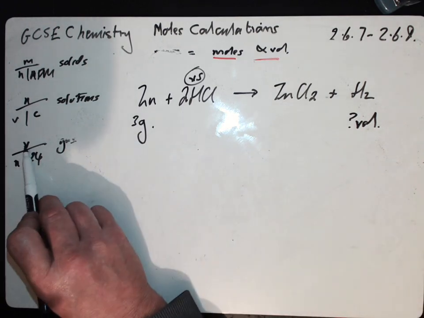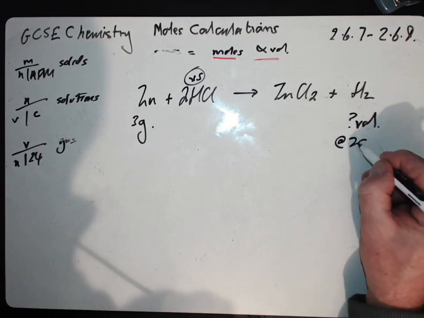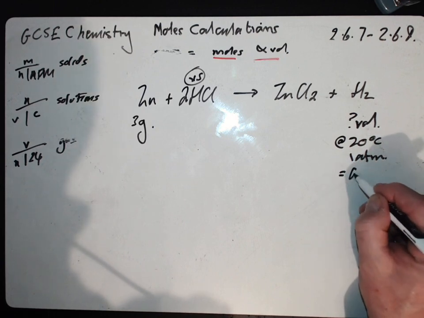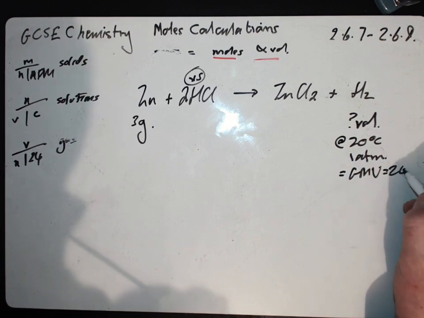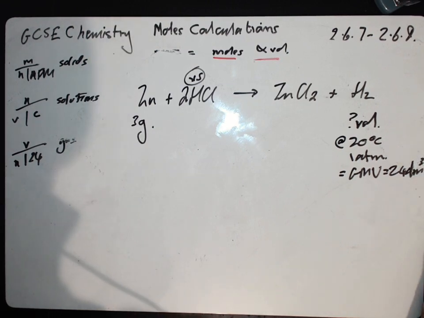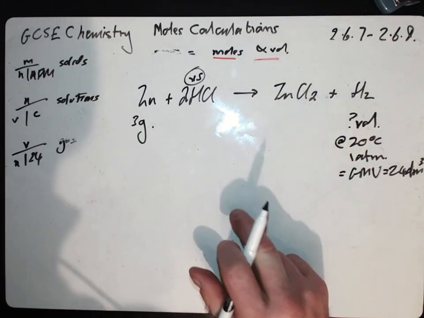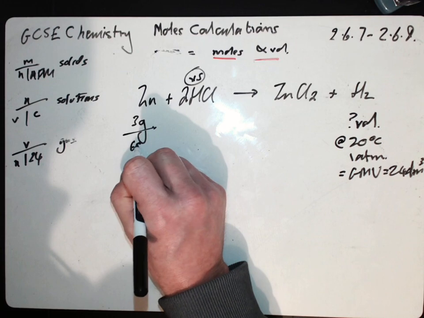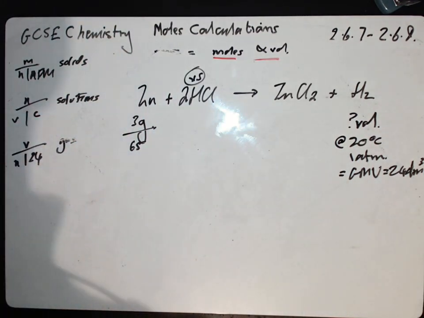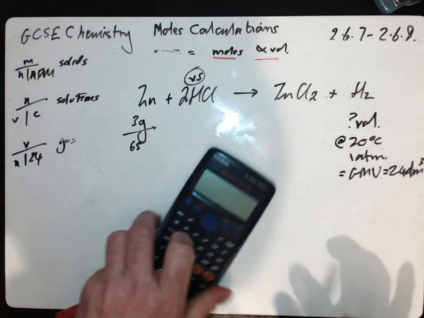So to get volume of a gas, I need moles, and I need the molar gas volume. So we'll say that they've told us it's at 20 degrees Celsius and 1 atmosphere of pressure, so we know the gas molar volume at that is 24 decimeters cubed. Okay, so in order to get moles of this, I can't do that directly, but I can do 3 over 65. I can go up here and do my mass divided by the relative atomic mass of the zinc, so that's 3 over 65, which will give me moles of my zinc.